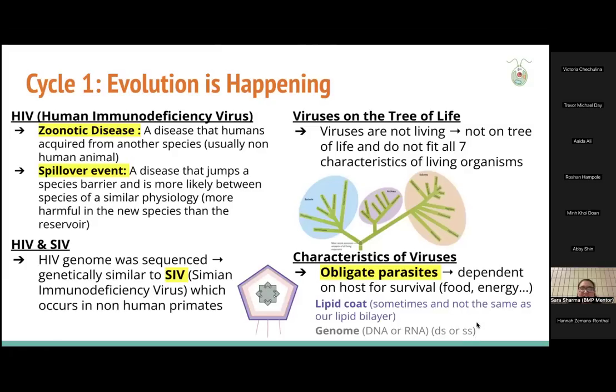A little more about viruses: you would categorize them as obligate parasites, and they depend a lot on their host for survival, food, and energy, using a lot of host machinery to do this. Here we have an image of a virus particle, and the purple section is what we would call the lipid coat. It's not always found in viruses, but it can sometimes be, and it's not the same thing as the phospholipid bilayer we find in our cells. Then we also have the genome, which can be either DNA or RNA based, and either double stranded or single stranded.